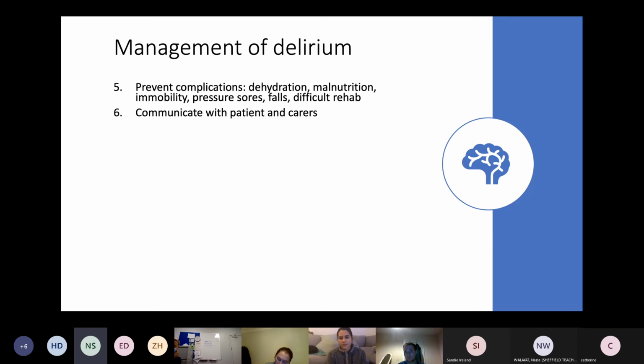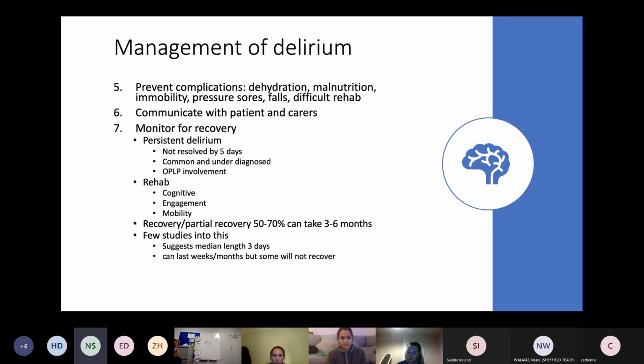So like we said, communication with the patient and the carers is key. And then monitoring for recovery. So persistent delirium is delirium that hasn't resolved by 5 days, which is actually probably quite common.